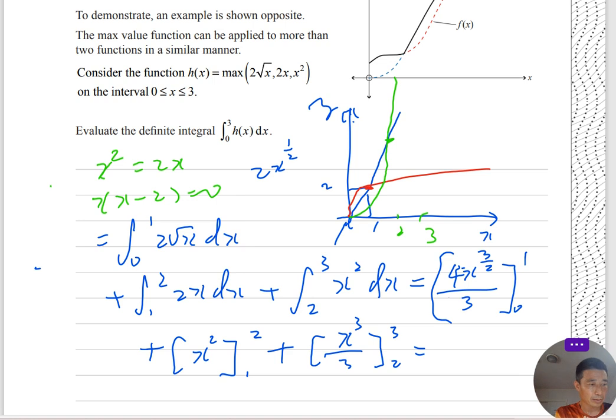So integral of 2x, that's in between 1 to 2. Plus the final part is integral of x squared, that's 2 to 3. Let me double check. 0 to 1, 1 to 2, 2 to 3. Yep.